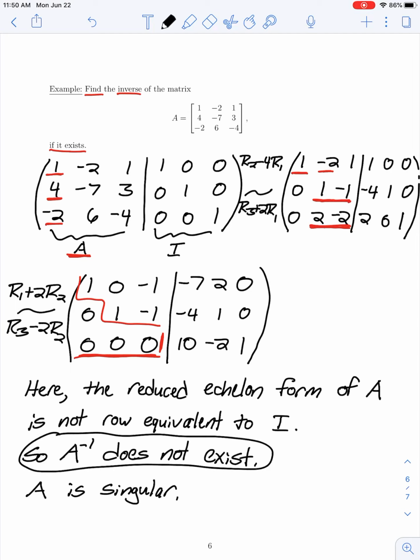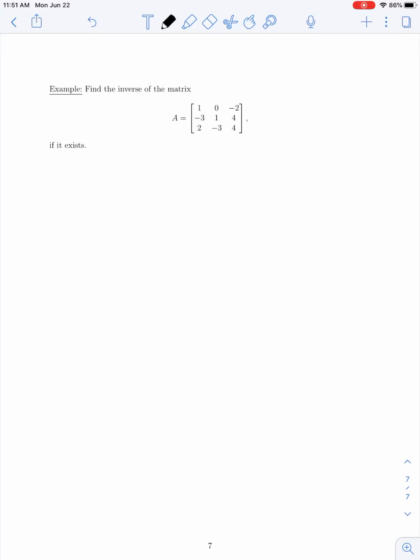So here we have shown that A is singular by showing that it cannot be row reduced to the identity matrix. So let's look at one last example. In this last example, again, we have a 3x3 matrix A, and we're asked to find the inverse of this matrix if it exists.